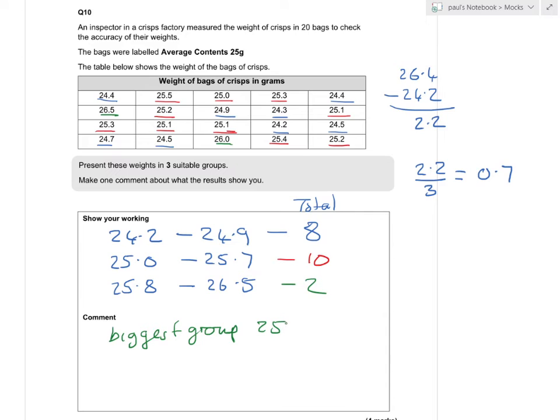So we're going to go biggest group is 25 to 25.7, which is good because the average has got to be 25. So these are where the average is.